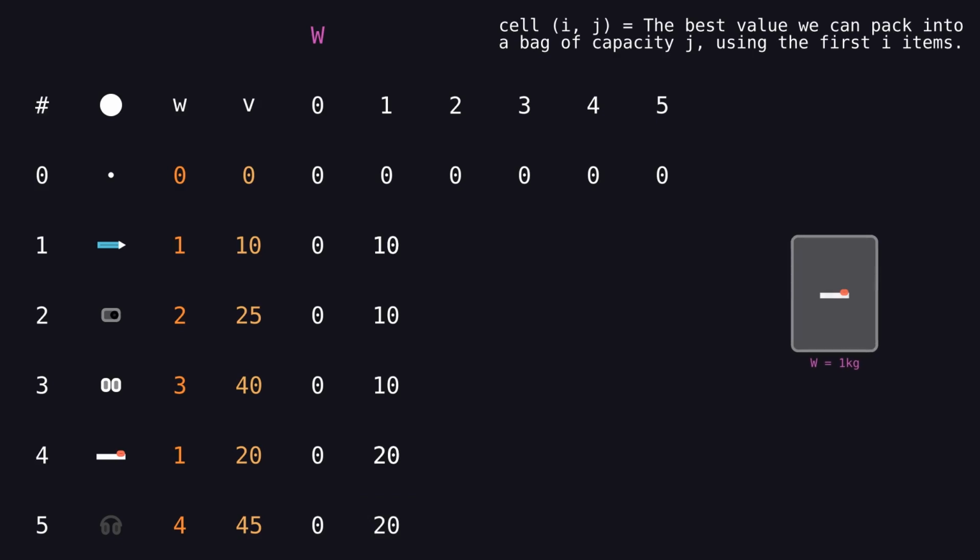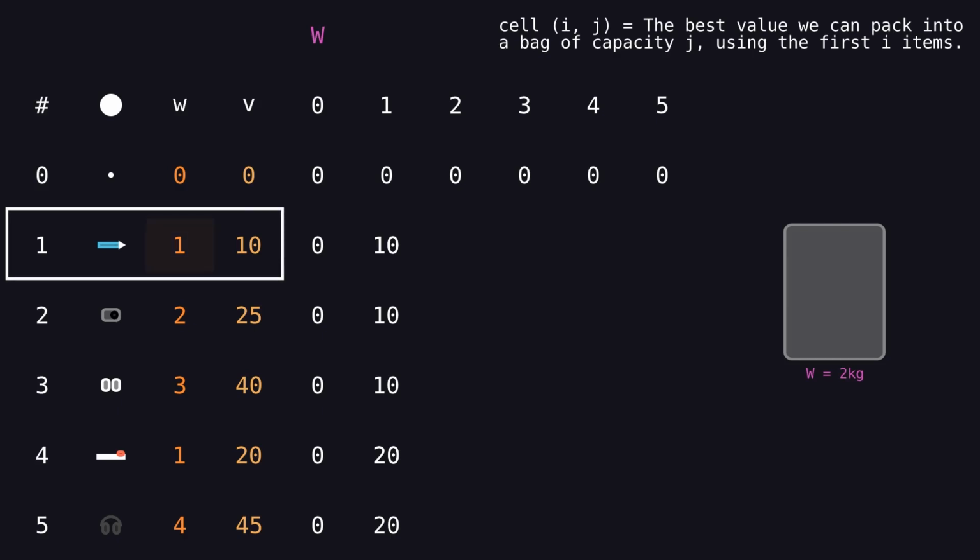Suppose our bag can now carry 2 kilos worth of stuff. Can we repeat the process to find the best value we can pack into a 2 kilo bag? Yes, and we can use the solutions we found to pack the 1 kilo bags to help us. Here's how. So start with the first item. It's only 1 kilo, so it can fit in the 2 kilo bag.